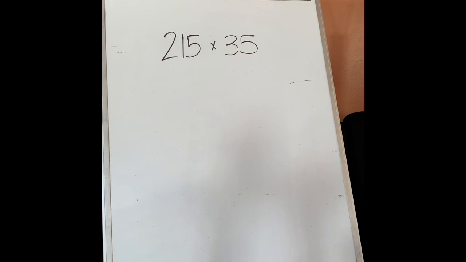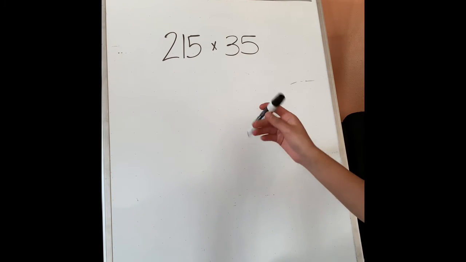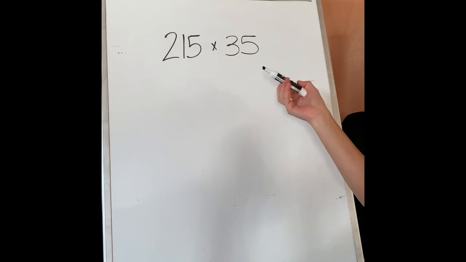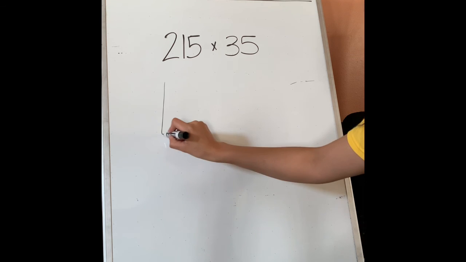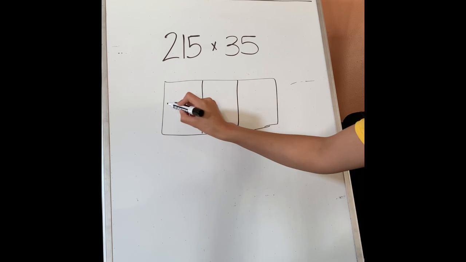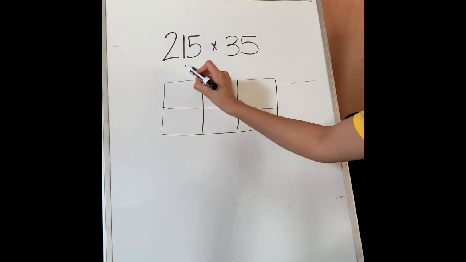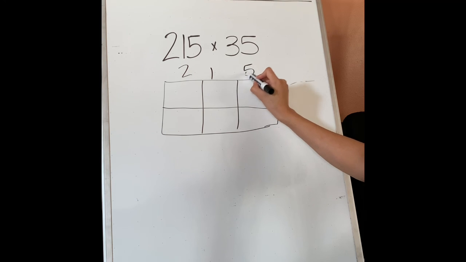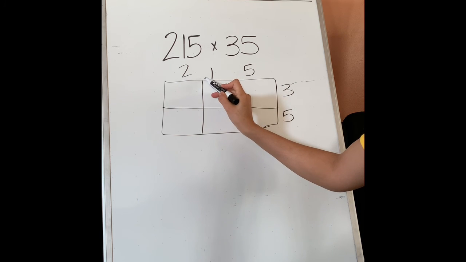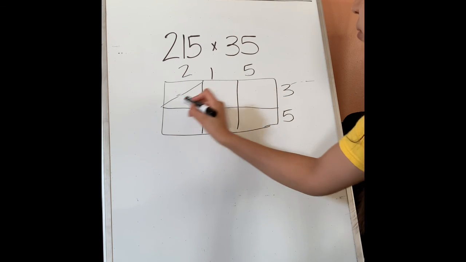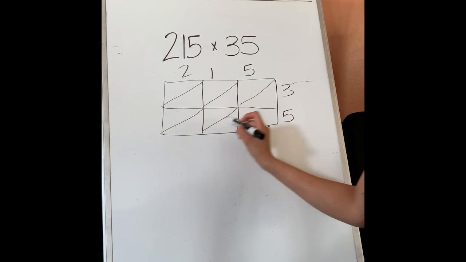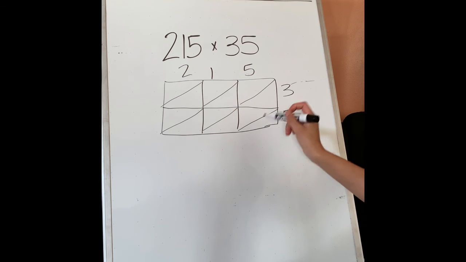Okay, so lattice multiplication not only works for two-digit numbers, so you can also do like 3 digits and then 2. So we're going to set up our box the same way. And then I'm gonna put my 215 on the top and my 35 on the side. Then once again, I will put a diagonal line in each box because only one number can go in it. So now I will just start to multiply.